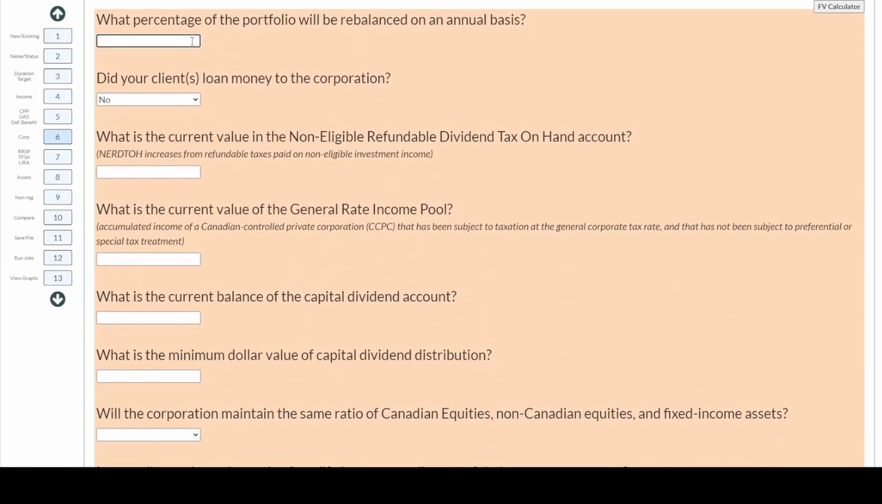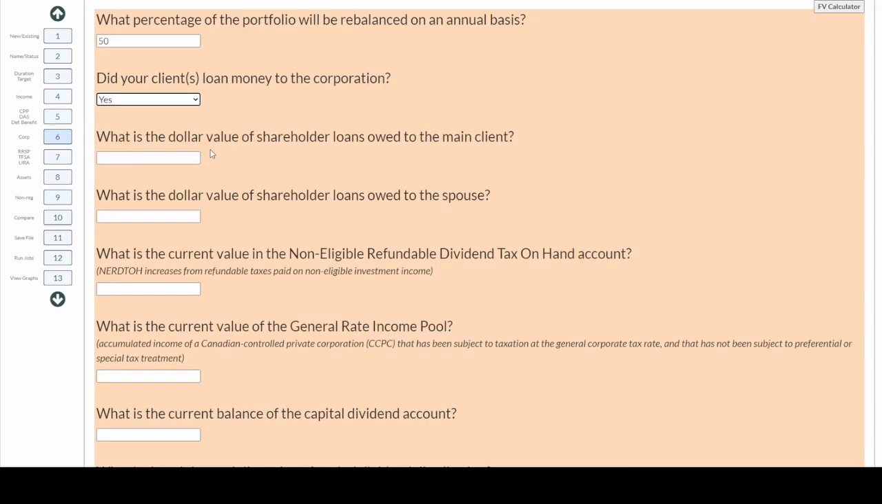Next, enter what percentage of the account will be bought and sold on an annual basis, realizing capital gains. Enter whether the client loaned money to the corporation, and if so, the value owed to the client and the value owed to the spouse, where shareholder loans can be paid back tax-free.